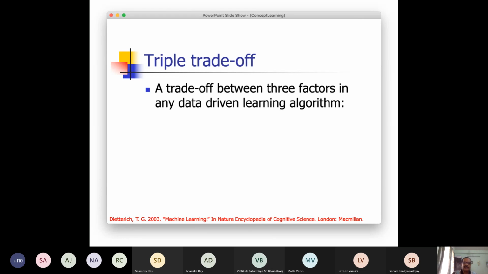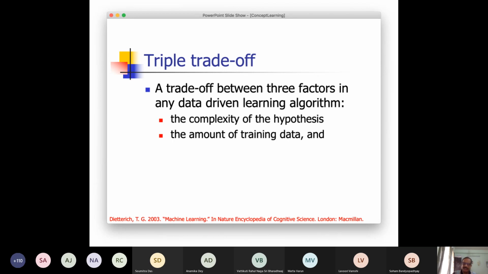So there is a triple trade-off, as I mentioned: the complexity of the hypothesis or representation, the amount of training data, and the generalization error on new examples. These three are very related. If you keep complexity low, the training error may be high, so you need to increase complexity. If the training error is low but the generalization error is high, then you need to decrease complexity.